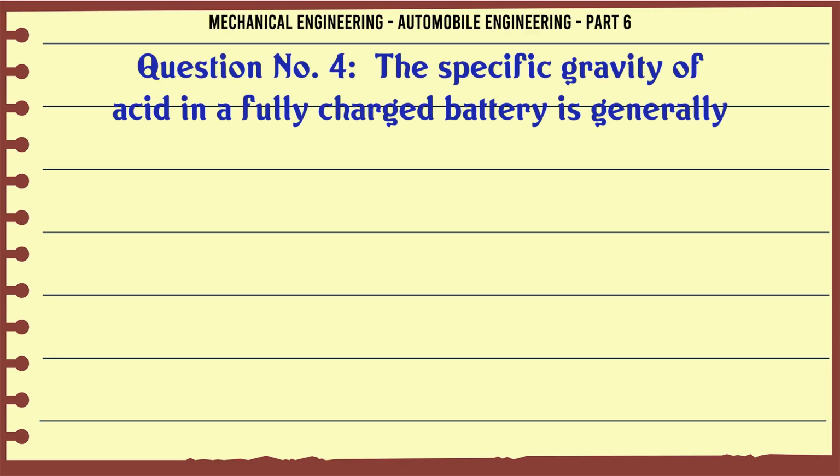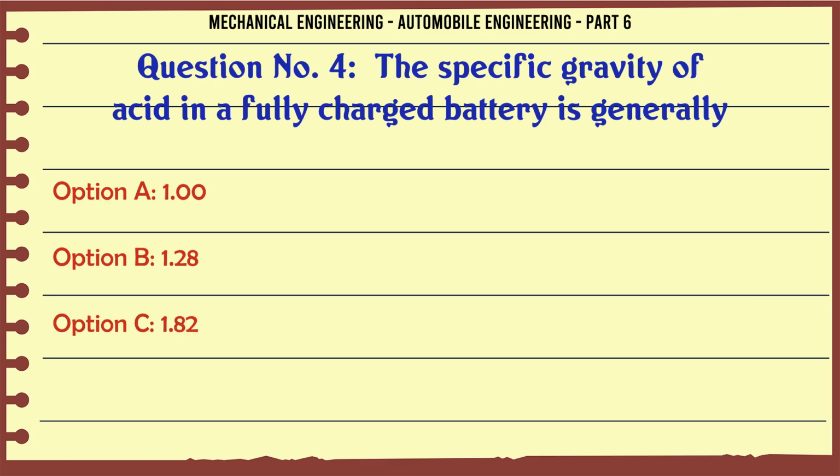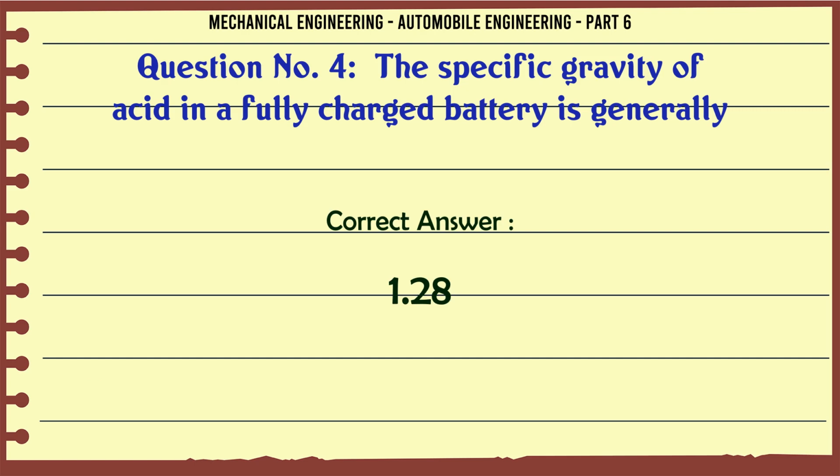The specific gravity of acid in a fully charged battery is generally: A. 1.00, B. 1.28, C. 1.82, D. 2.81. The correct answer is 1.28.